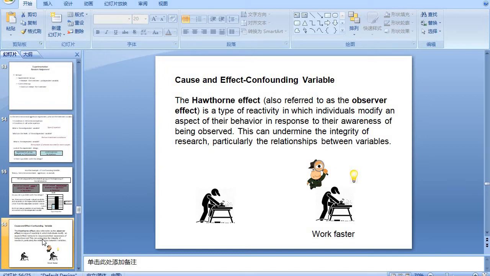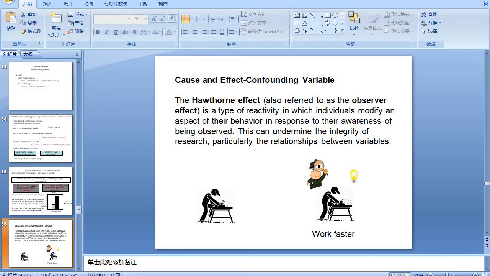Confounding variables have received a lot of attention in psychological research. An early research by industrial organization psychologists shows this confounding effect. The Hawthorne effect was discovered by psychologists in the United States at a factory in the state of Illinois.